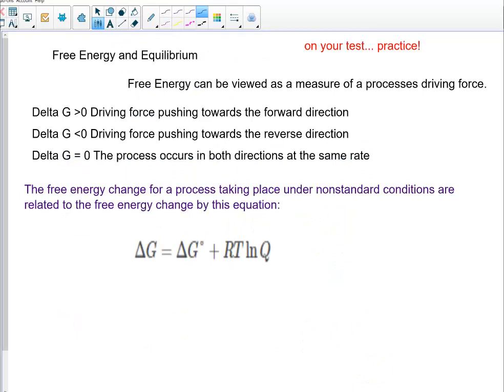Okay, now free energy and equilibrium. Let's continue talking about equilibrium, knowing that it means a reverse and a forward reaction are occurring at the same rate. Free energy, we know, is viewed as that driving force. If delta G is greater than 0, that's a positive delta G. Wait, these are backwards. Delta G needs to be negative. So if delta G is negative, we know that it's spontaneous in the forward direction.